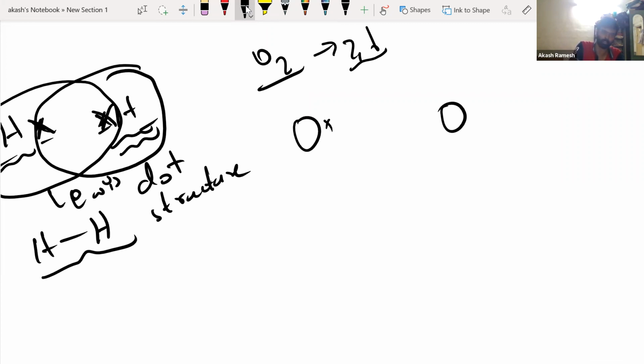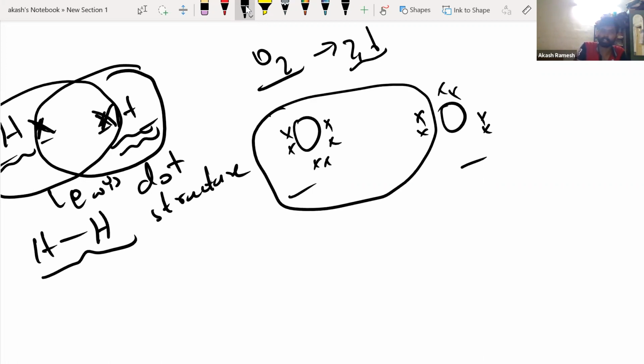Let me draw the 6 electrons. 1, 2, 3, 4, 5, 6. And this also has 6. 1, 2, 3, 4, 5, 6. Now what I understand is this oxygen atom and this oxygen atom, both of them require 2 more electrons to satisfy their octet. Is it not? So what will happen? This oxygen atom already has 6. It will take up these 2 electrons, and this oxygen atom, which already has 6 and requires 2 more, is going to take up these 2 electrons.